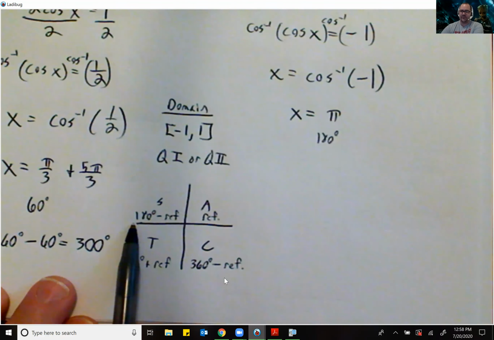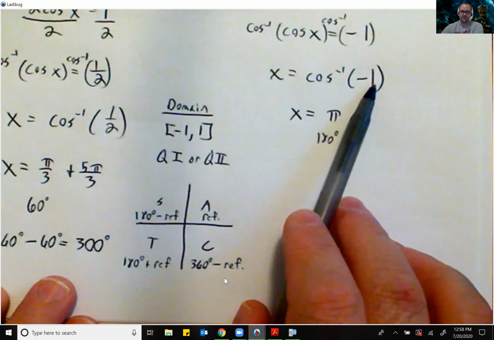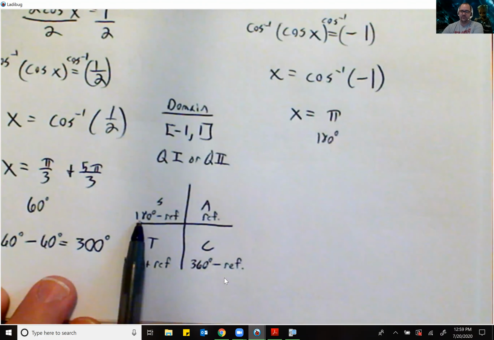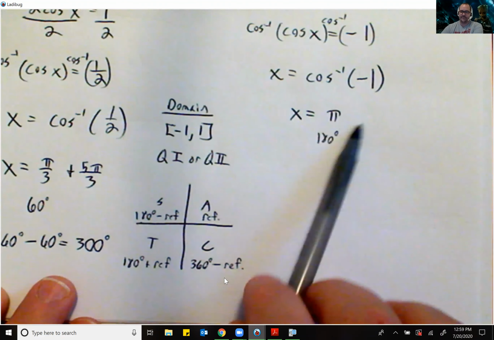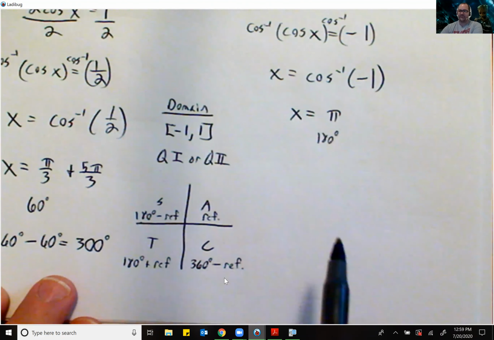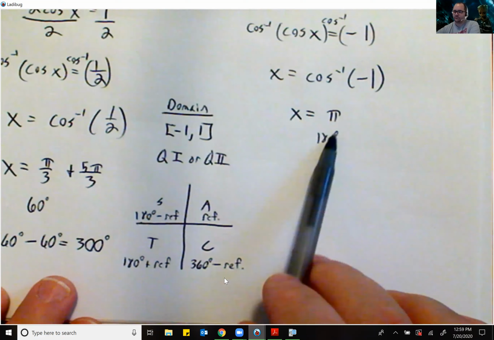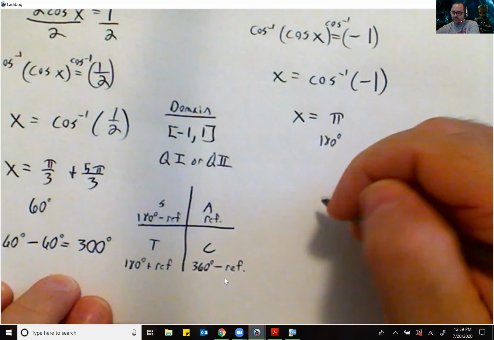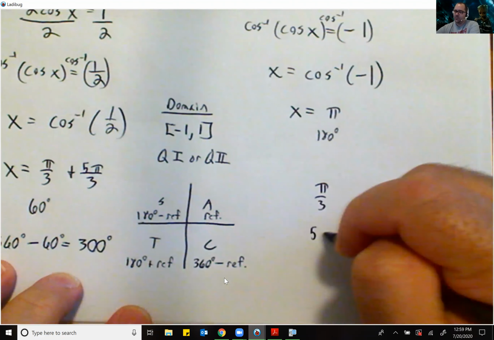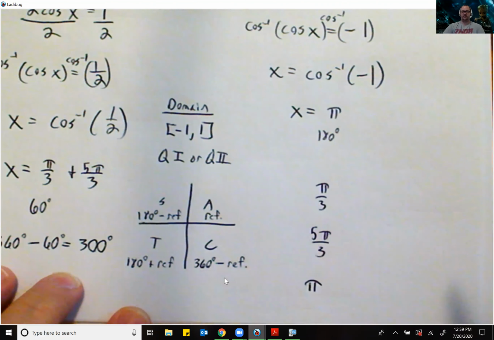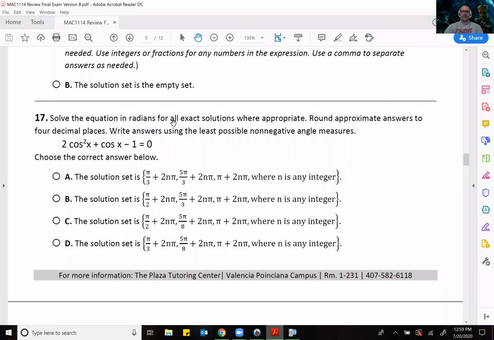There's no other place where this guy will be negative. Okay? So you actually just have one angle for this one. All right. So now we have our three angles. We have pi over 3. We have 5 pi over 3. We have pi. The last thing they want you to do is tell us every possible exact solution.